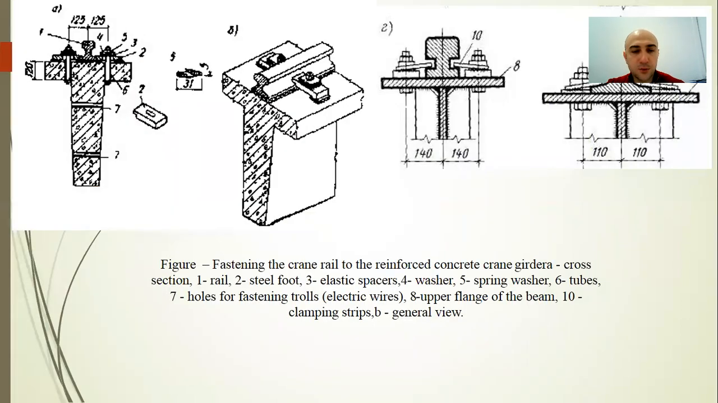So here we see the difference in height between the beams at the joints. It's allowed no more than 2 millimeters. So the rails are attached to the crane girders with the steel paired legs from two parts.